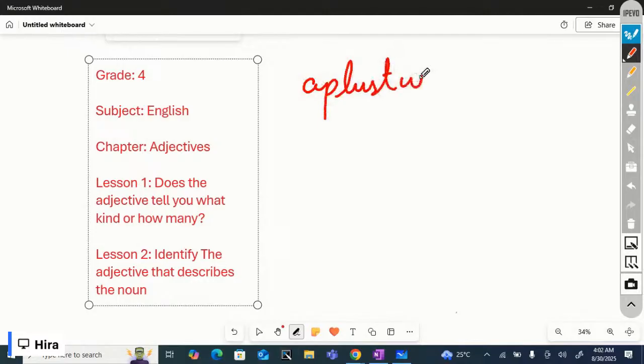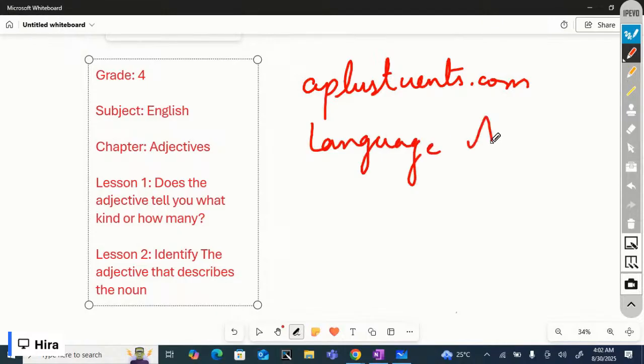Let's log in to aplusstudents.com. Open the Language Arts section, Grade 4. And the chapter that we are going to learn today is Adjectives. We'll learn what adjectives are. We'll learn how to identify adjectives that describe the noun.